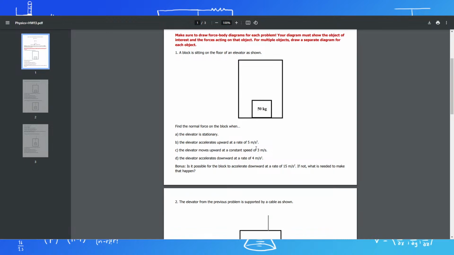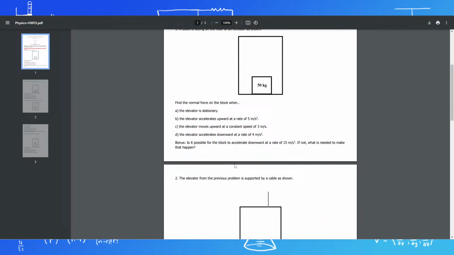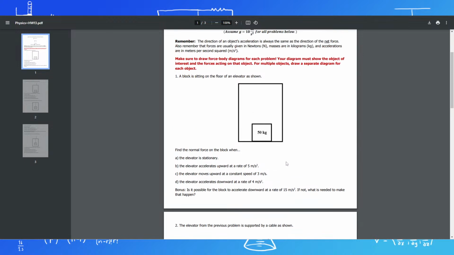when the elevator accelerates upward at a rate of 5 meters per second squared, when the elevator moves upward at a constant speed of 3 meters per second, and when the elevator accelerates downward at a rate of 4 meters per second squared. And then there's a bonus question, is it possible for the block to accelerate downward at a rate of 15 meters per second squared? And if not, what is needed to make that happen? I'll probably skip that, but we'll see. Okay, let's do that first part.